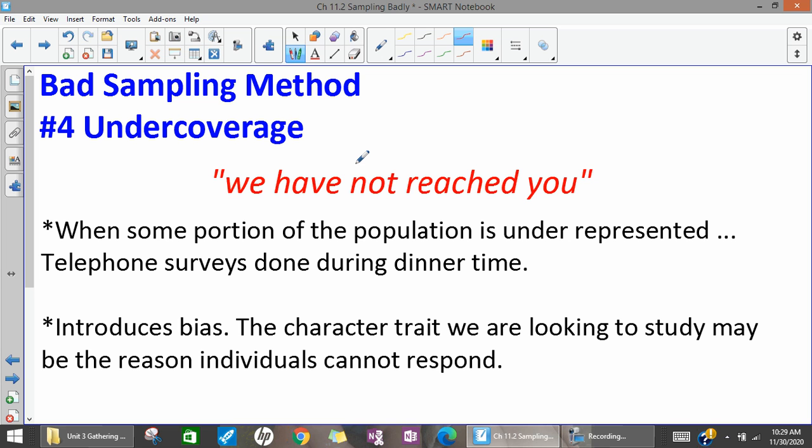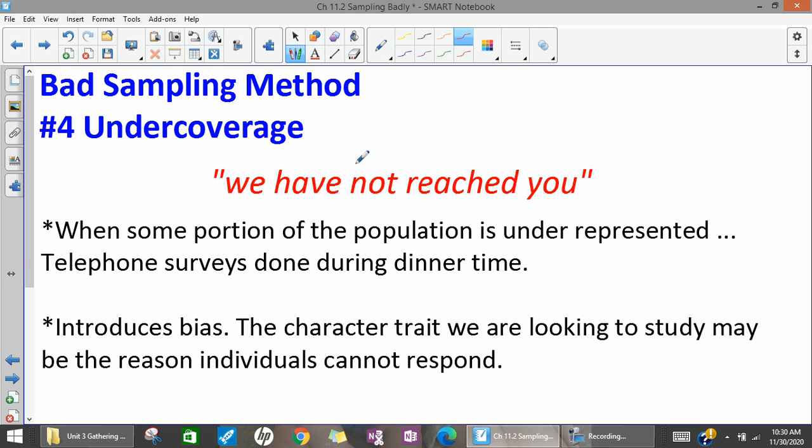The example here is a telephone survey, and we call during dinner time because we hope that most people are home during dinner time and not at work. But of course, we know some people work at night, so we would miss those people. Some people don't eat at home. Some people like to go out to dinner often. And so we're missing those people in our sample.